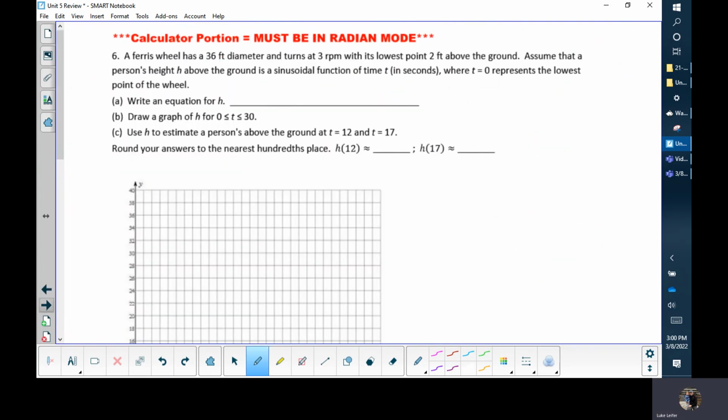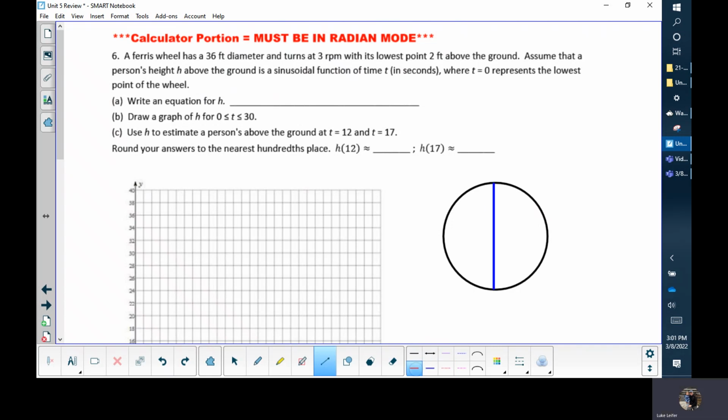Okay, last problem. Ferris wheel. Step 1, draw a picture. Always helps to draw a picture. So I've got my diameter here. This thing's going to be a little bit off the ground, so I got something that looks like this. I'm going to do my equation and make my graph at the same time. So some important information. There's my diameter.